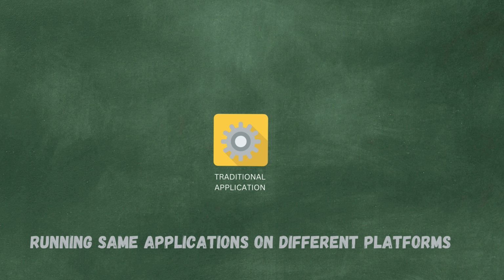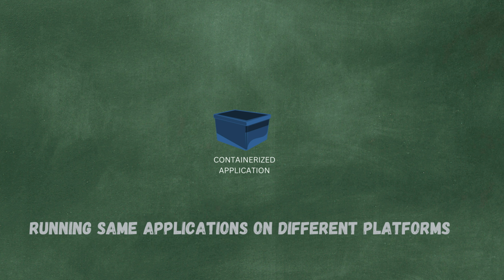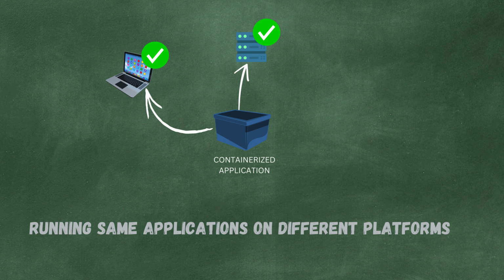Now, let's understand why containers are platform independent with an example. Imagine you have an app that works perfectly on your computer, but when you try to run it on another machine like a server or cloud, things break. So containers solve this by making sure your app runs consistently, whether it's on your laptop or a server or in the cloud.